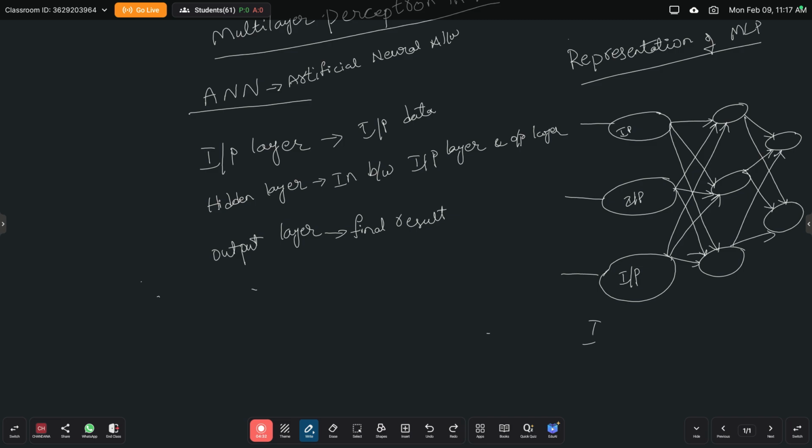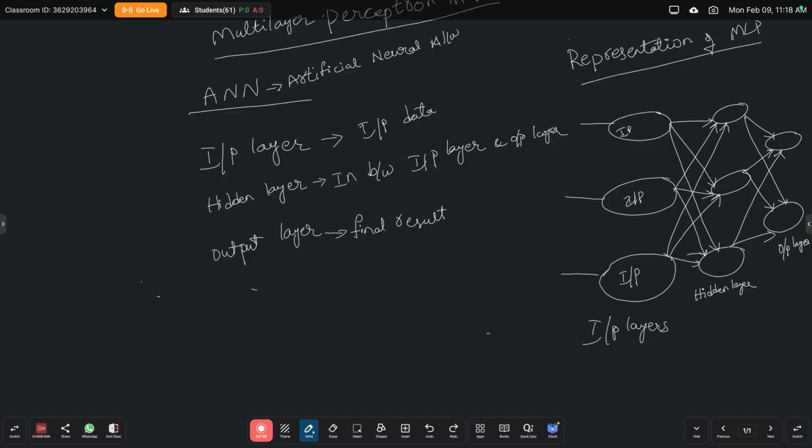The first one is the input layer. As an example, I'm taking three input neurons. Here, your wish, you can take any number of input layers, any number of hidden layers and any number of output layers. Input layer, next one is output layer. This is all about multi-layer representation.